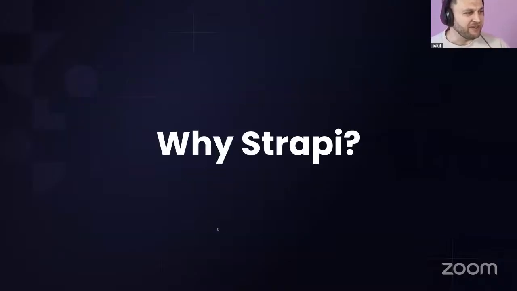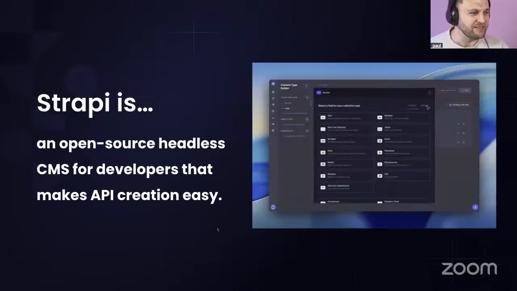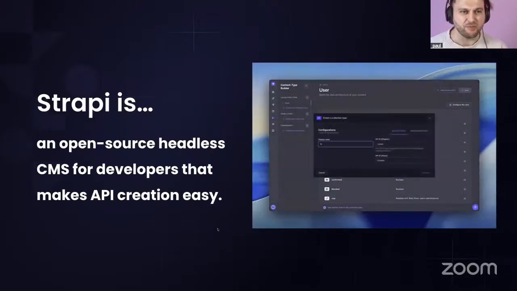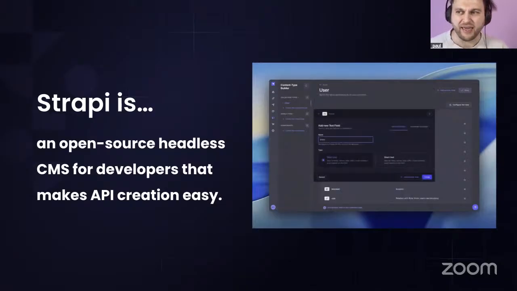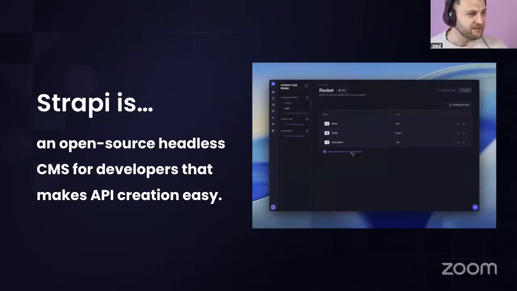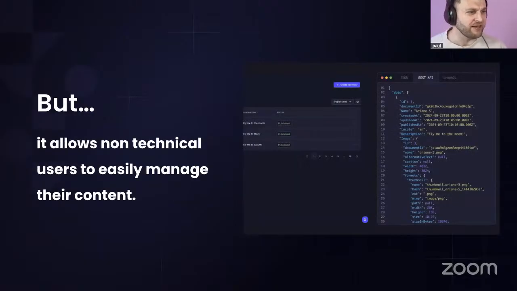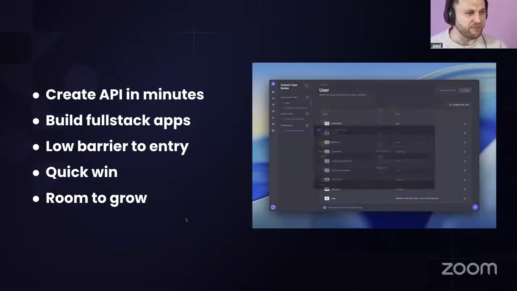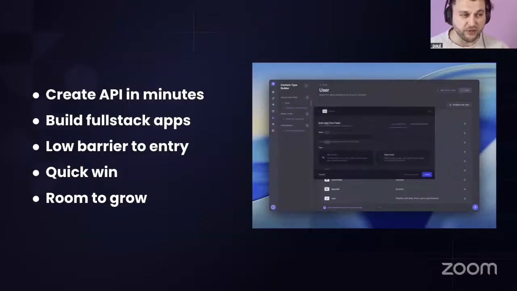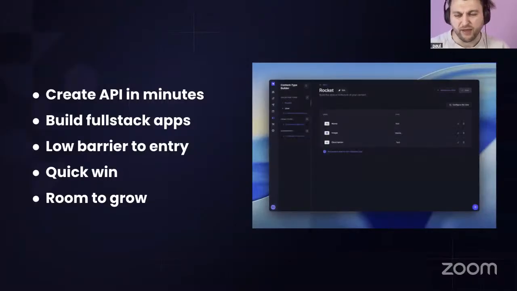And why did I choose Strapi? Because it's an open source headless CMS, which is based on Node.js, and the front end is React, which makes building APIs easy. But what's cool, it allows non-technical users to easily manage their content, but as a developer, you get all that content delivered to you by REST API. So it allows you to create APIs in minutes. It allows you to build full stack apps, using any framework that you like.